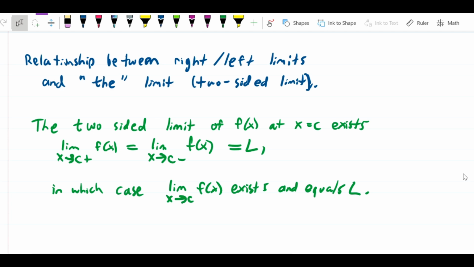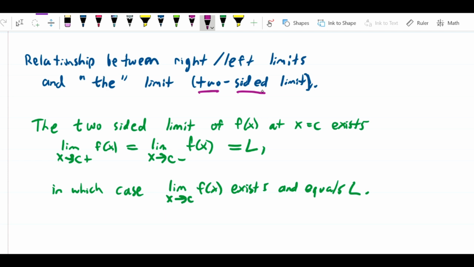So there is a relationship between the right and left limits and what we've been calling the limit, which is really more technically called the two-sided limit. So when we first introduced the notion of a limit in section 2.2, we were really talking about a two-sided limit. So this is what the relationship is.